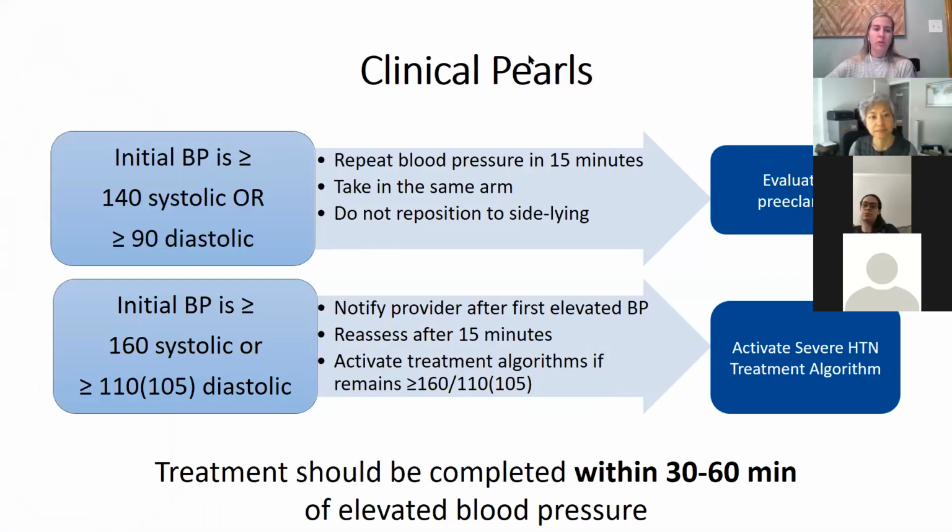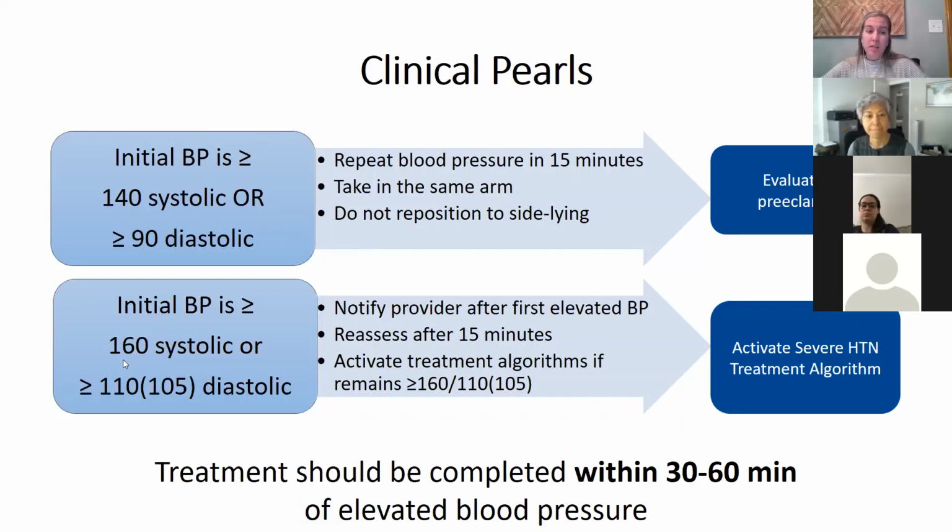So some other clinical pearls just to identify: when we are assessing our patient's blood pressure, if our initial one is greater than 140 or greater than 90, we know that we want to repeat that. So these are mild range. We want to repeat the blood pressure in 15 minutes. Should take it in the same arm. Please make sure that you're not repositioning the patient to have her arm above her heart, right? That's going to give you a false reading. And we could miss someone who has preeclampsia. So you don't want to reposition them to lay on their side. Just try and keep them semi-Fowler's for a little bit.